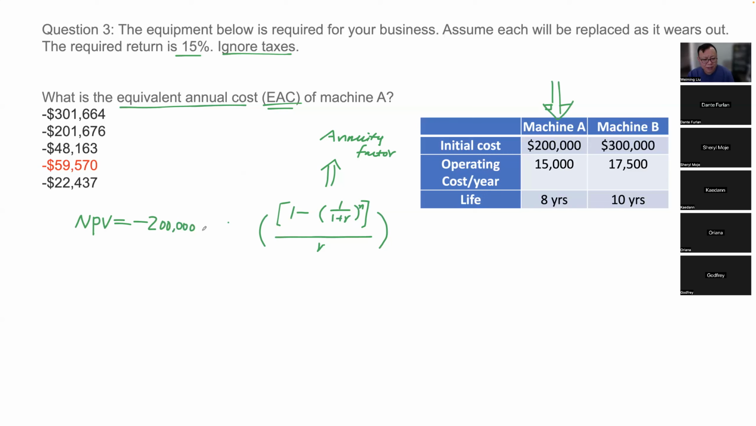What is the payment? So you are paying 15,000. So that's the equal amount. And then times this annuity factor, okay? So in this case, we know R equals 15%, N equals 8, right? This is N, 8 years, and R is 15%. So why don't you calculate this net present value, okay? Calculate this net present value.